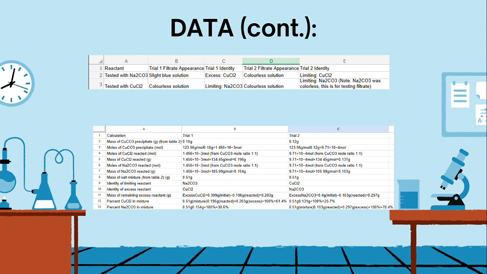In trial 2, the calculations are about the same, except our percent yield for copper 2 chloride is instead 25.7%, and for sodium carbonate it is 78.4%.